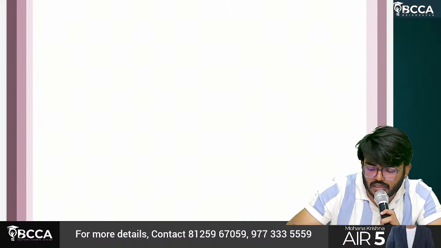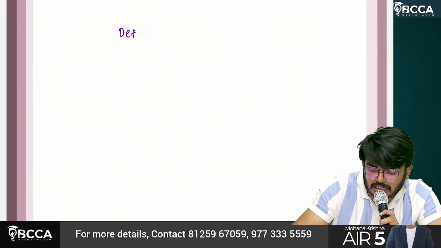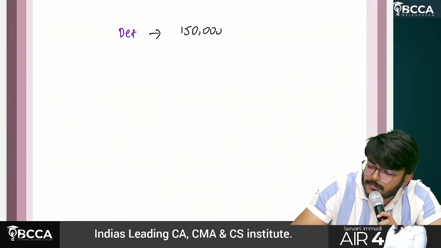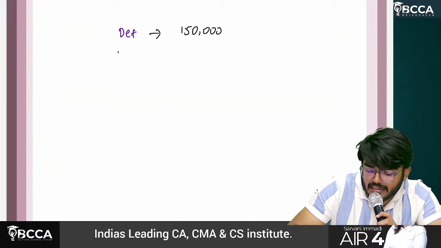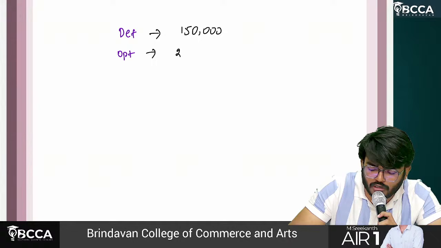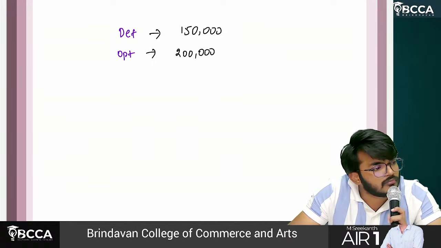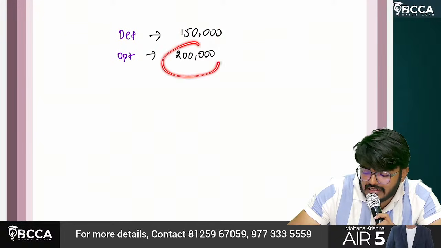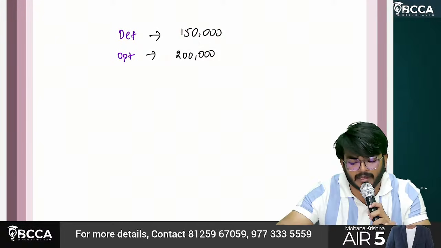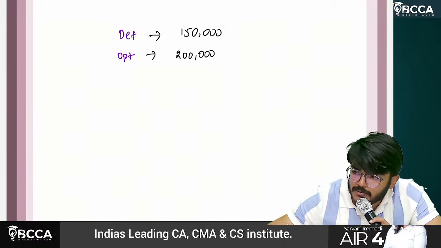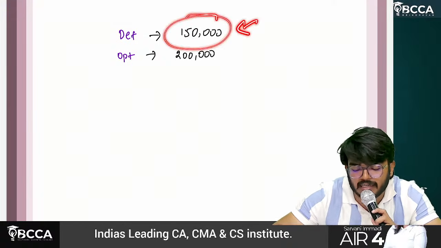Correct or not? See, assume in a default that person has calculated his tax and it comes to 1,50,000 rupees. He has calculated the optional tax regime and he has got 2 lakh rupees. In this he has to pay 1,50,000 and in this he has to pay 2 lakh rupees. Tell me which tax regime is beneficial for that person? Default is beneficial because in this he is paying less amount of tax.